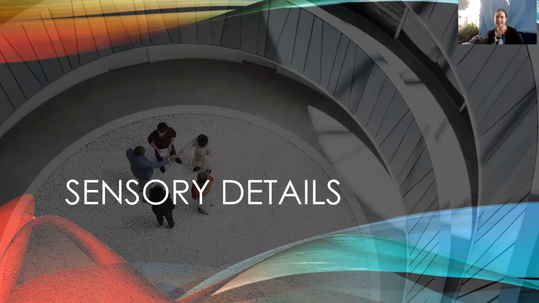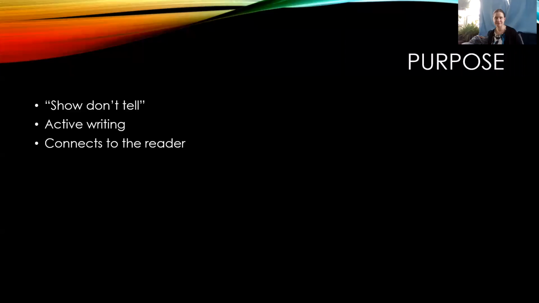Sensory details are details that tap into your reader's senses. These can include sight, sound, taste, smell, and touch. When you're better able to capture the senses in your writing, you're better able to immerse your reader into the world that you've created. The purpose of sensory details is to show instead of tell.